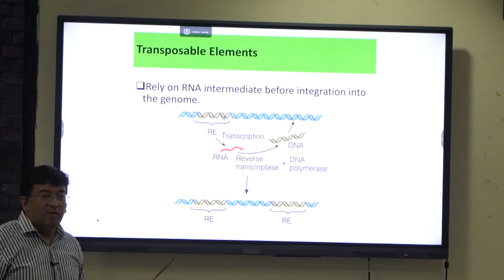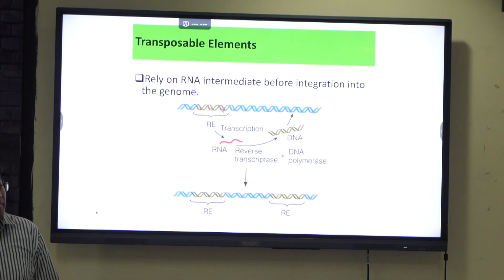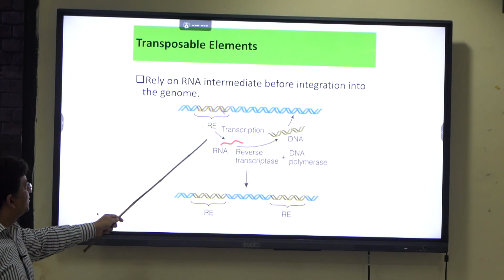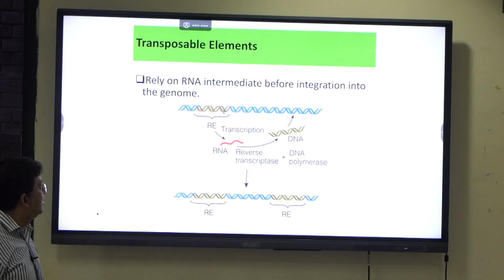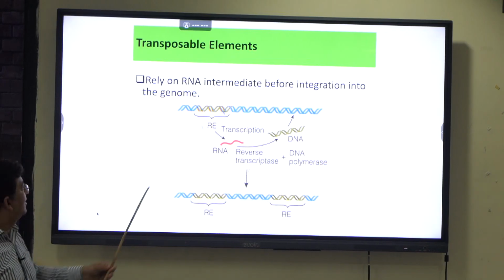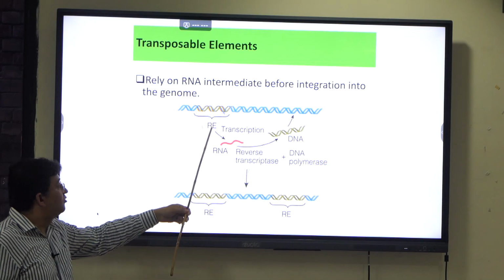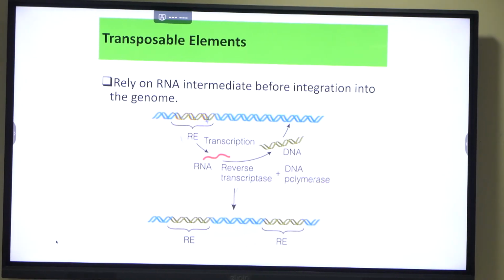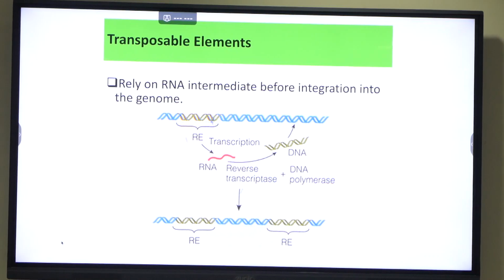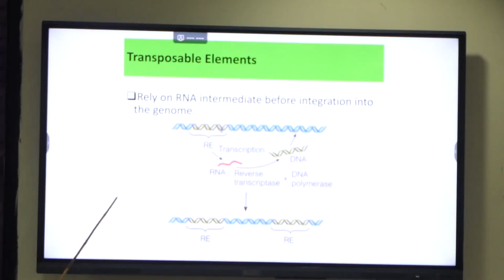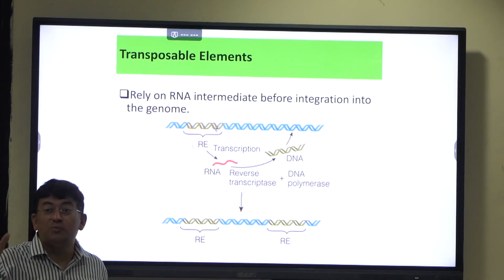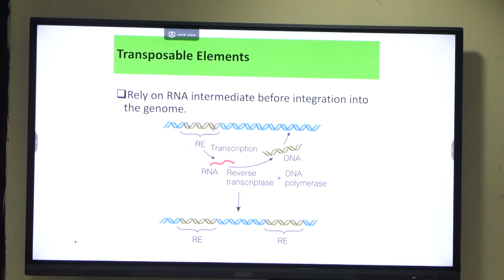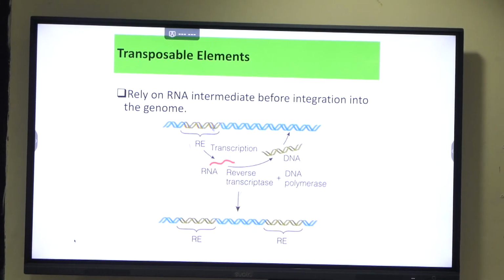Some transposable elements rely on RNA. These transposable elements, which are retro elements, go through the process of transcription and make an RNA copy. Then they can convert back into DNA using reverse transcriptase, and this DNA transposes to some other location. Like the jumping gene concept of Barbara McClintock, the same principle is there.